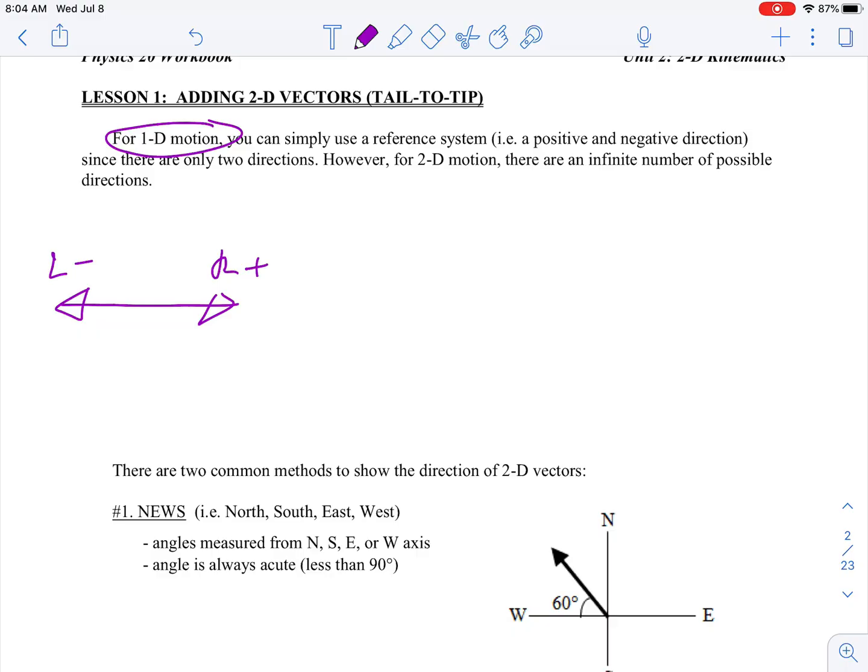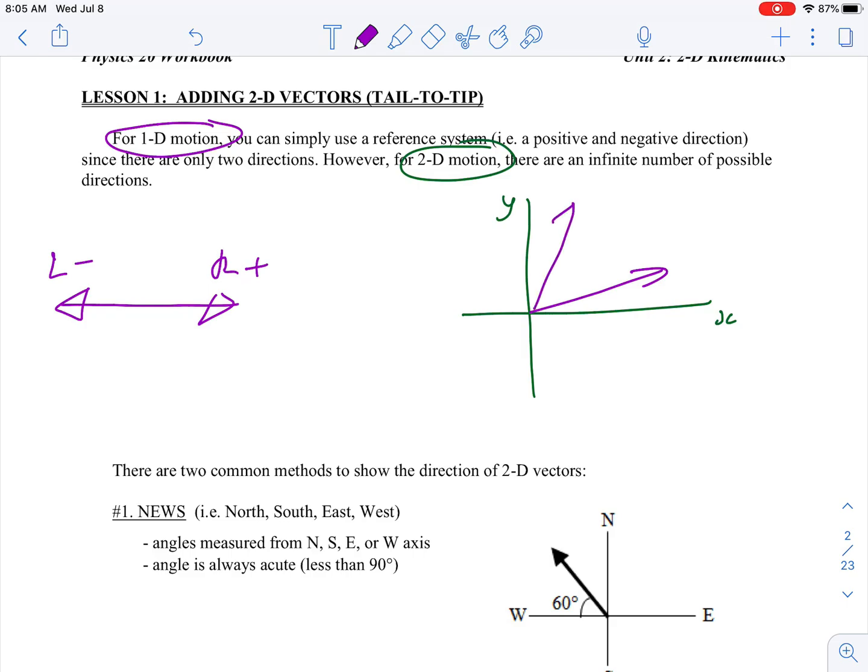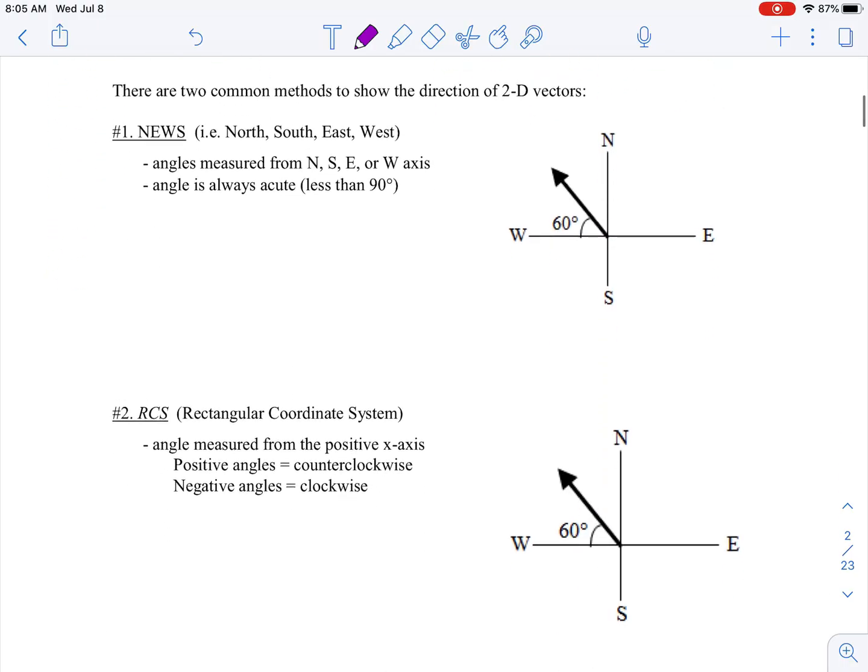But when you bring in a second dimension, so for example, and I'm just going to show this with a different color, if you go into 2D, now we have two axes. Now we have a Y and an X. And you realize that now there's actually not just two directions. There's a lot of directions. You can have this direction and this direction and this direction, etc. There's an infinite number of directions. So you can't call one direction positive, another one negative. So how do we show direction then?